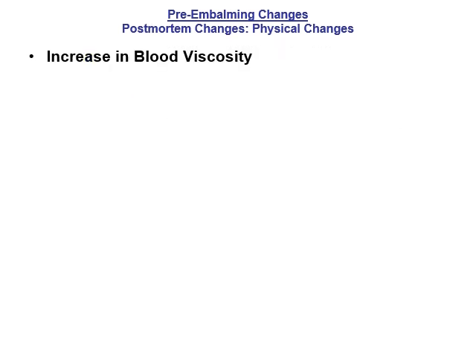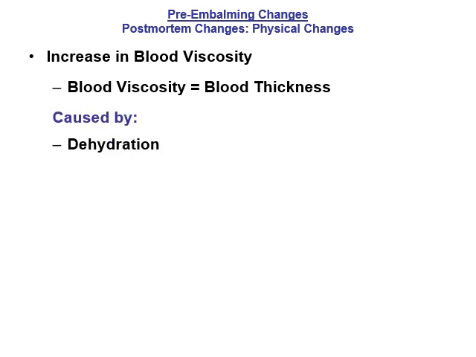The next physical change is increase in blood viscosity. Again, viscosity is the ability of one layer of a liquid to pass over another layer, i.e. its thickness. So blood viscosity equals blood thickness. High blood viscosity, thick blood. Low viscosity, thin watery blood. As the body dies and as it kind of sits and waits for embalming, the blood is going to continuously get more viscous. It's going to increase in viscosity. Now, this could be caused by dehydration. So if the body had agonal dehydration or postmortem dehydration, the blood in those areas could become thick. It could be caused by hypostasis.